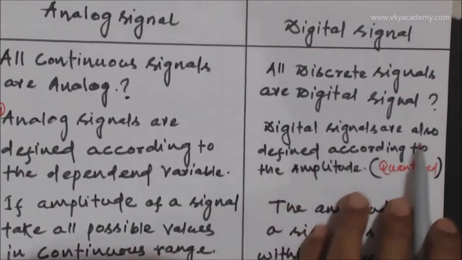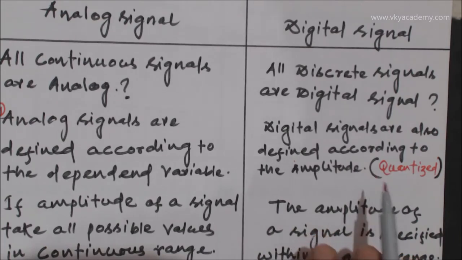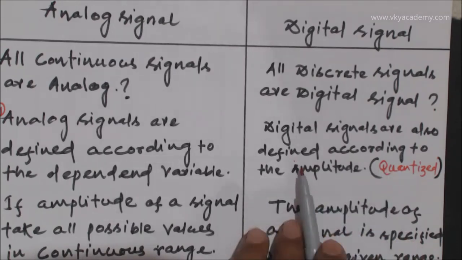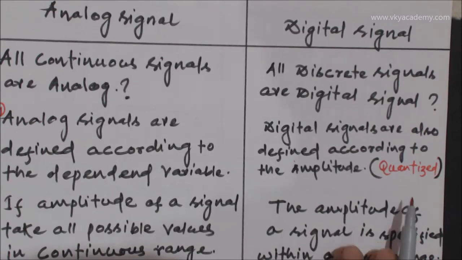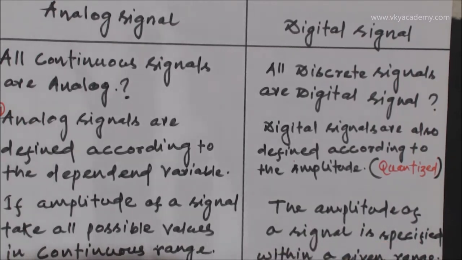In the same way, digital signals are also defined according to the amplitude, or you can say the dependent variable. So basically, in a digital signal, the amplitudes are actually quantized. Then only we get a digital signal. So the sampling of a continuous time signal produces a discrete time signal, and quantization of the amplitude axis produces a digital signal.